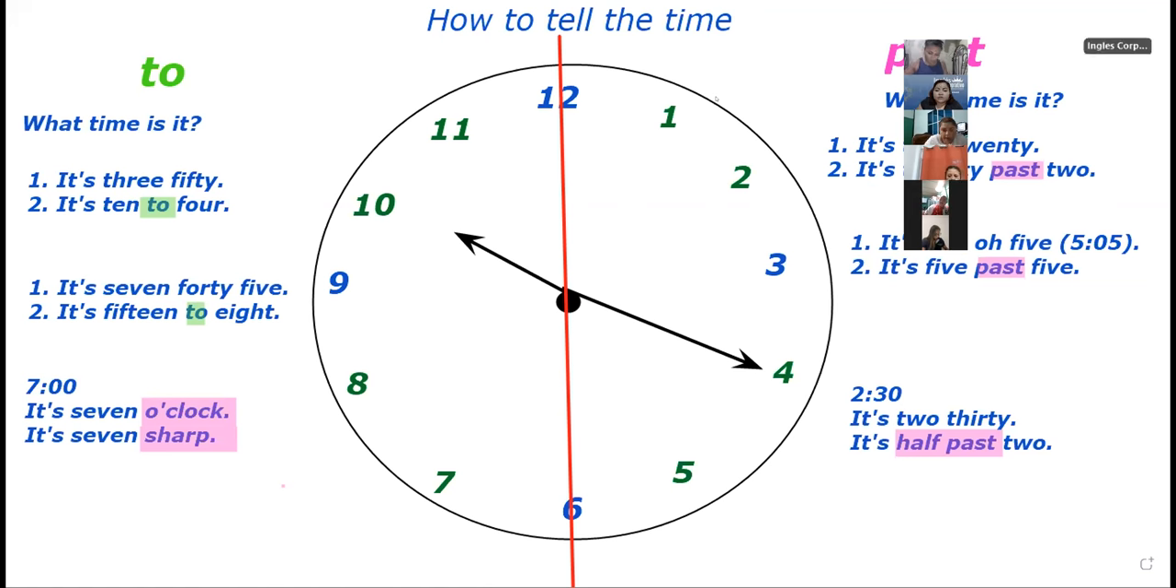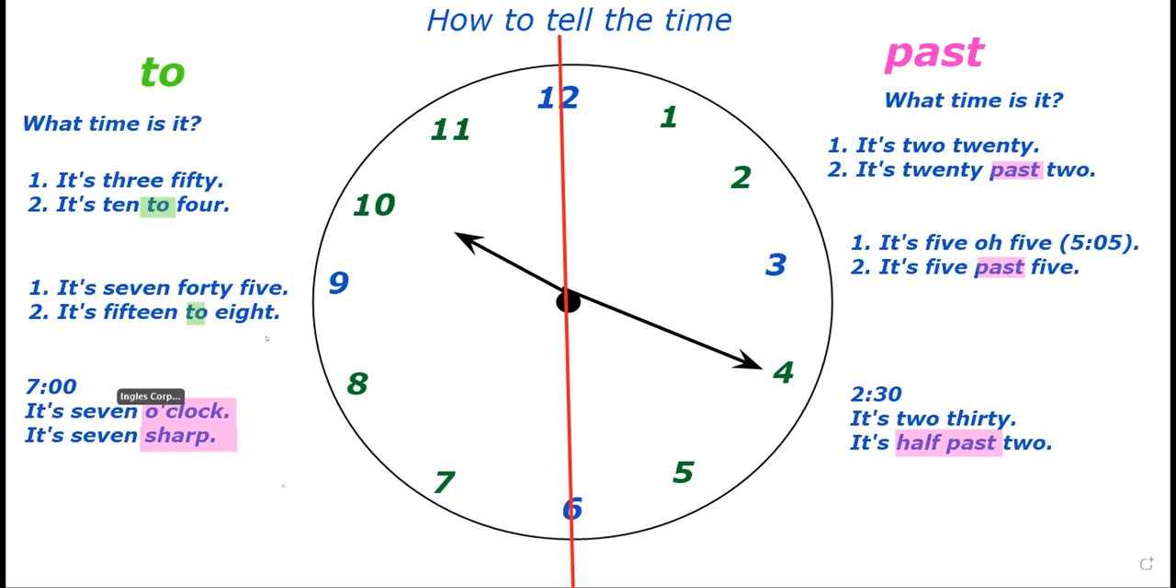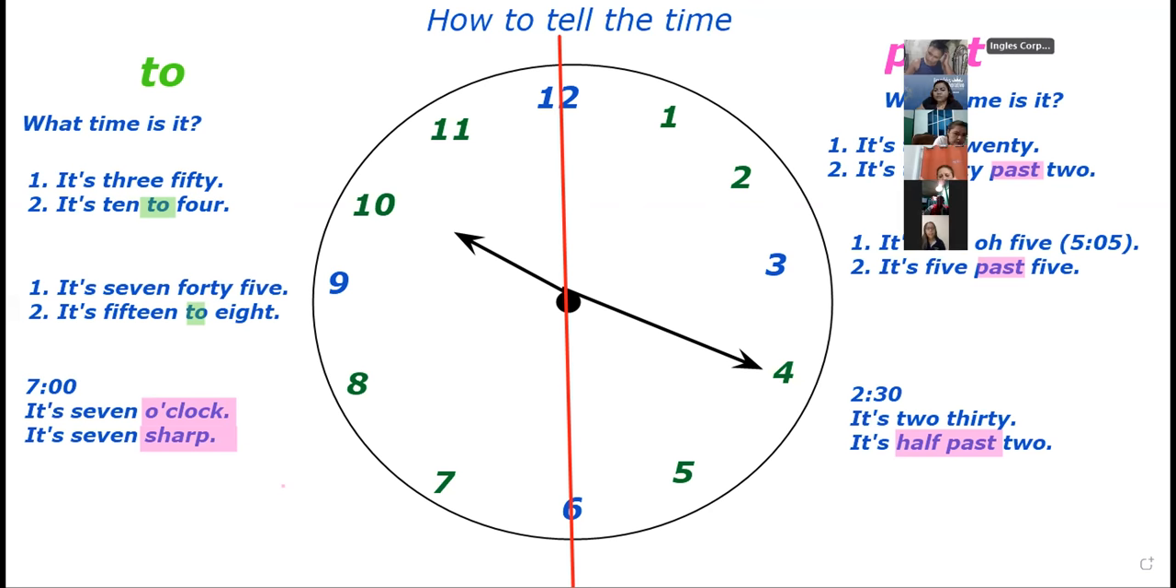Cuando son las 12 en punto, ¿cómo se dice? Las 12. It's 12 o'clock. It's 12 o'clock. Ok. It's 12 o'clock. Thank you, Ezequiel. ¿Alguien más?